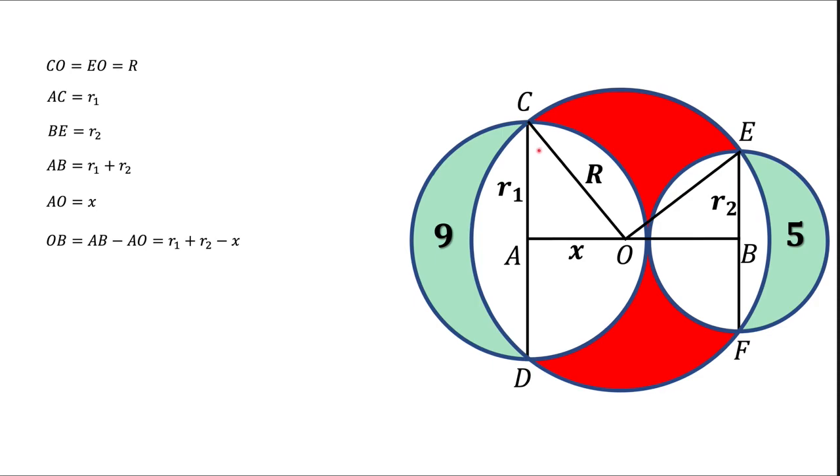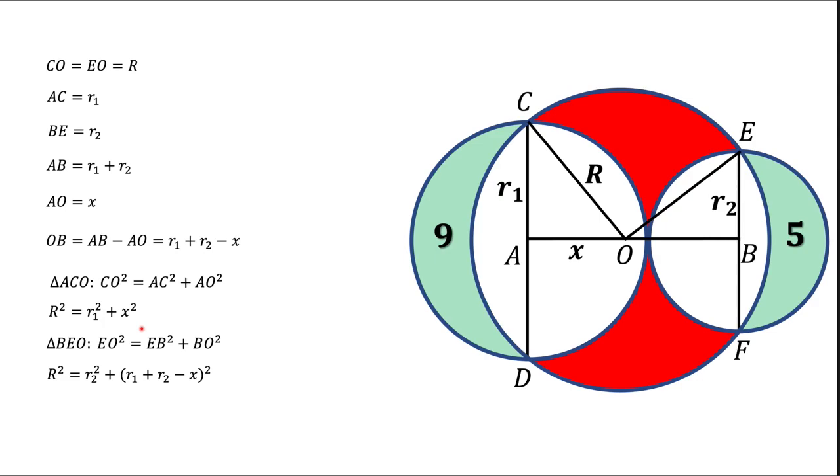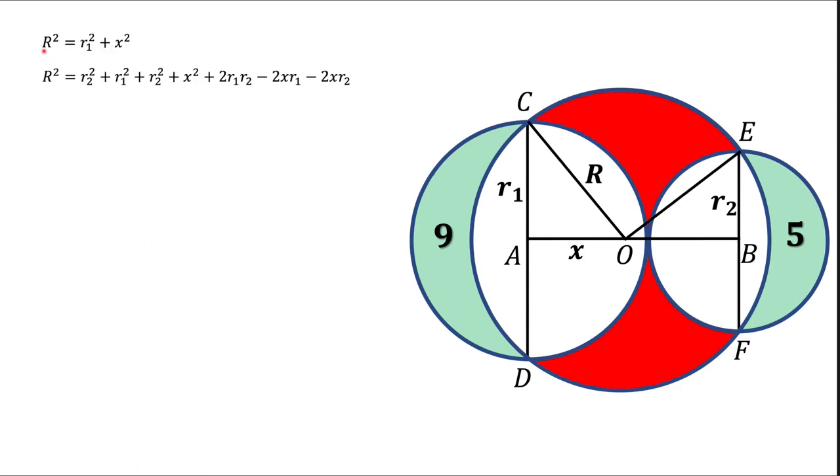The next thing is to notice that we have two right triangles, this triangle ACO and this triangle BEO. And we're going to write Pythagorean theorem for both of those triangles. So for the first triangle, we're going to get an expression like this. For the second triangle, we're going to get an expression like this. For the second expression, we're going to open up this parenthesis, and this is what we're going to get. Now we're going to subtract the first equation from the second one.